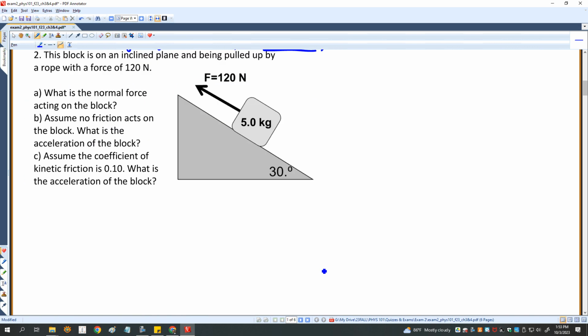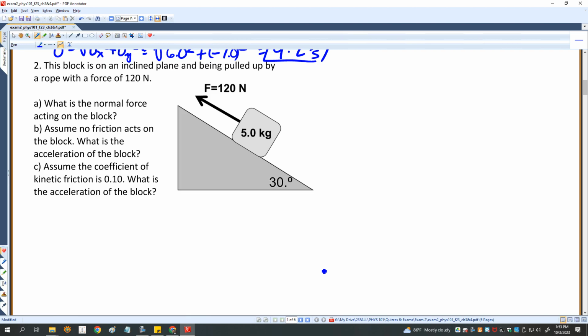All right, so this block is on an inclined plane. It's being pulled up by a rope with a force of 120 newtons. What is the normal force? Assuming no friction, what is the acceleration? Then, if I assume kinetic friction, what is the acceleration? So I have a couple of problems.